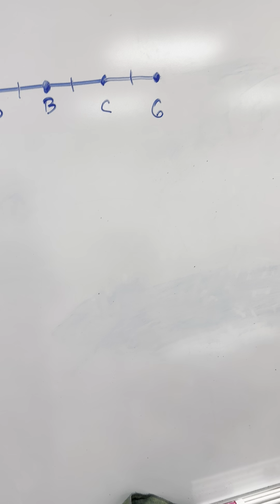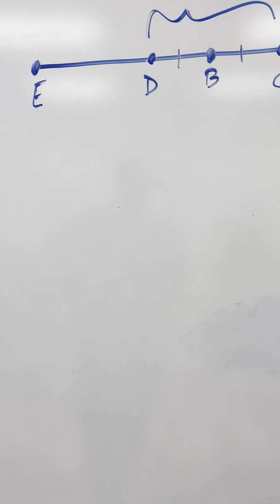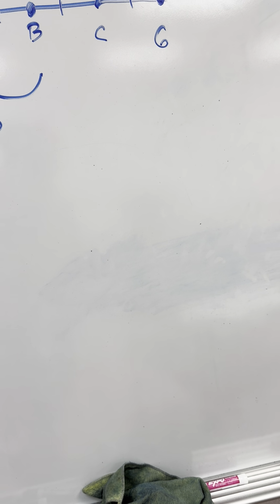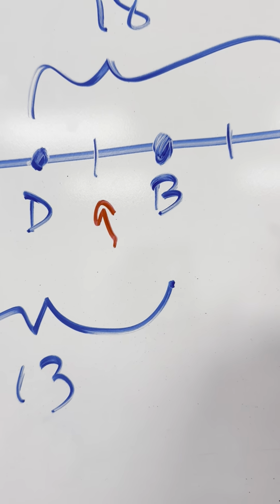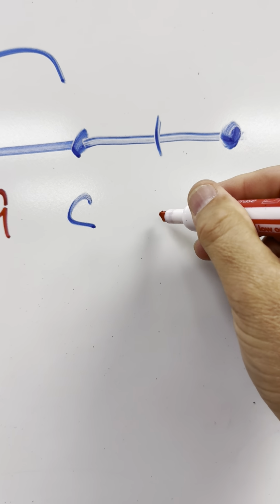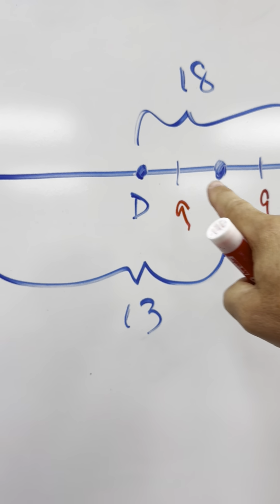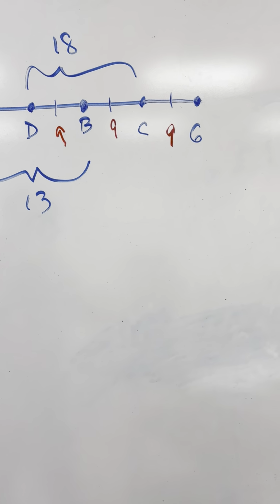Now it says DC is 18. Okay. DC from here to here is 18. Okay? And then it says EB from here to here is 13. EB is 13. Okay. Now that being the case, that means that if these are all equal, this must be 9. DB is 9, BC is 9, CG is 9. Right? And if this from E to B is 13 and this part is 9, then this guy has to be 4, right? Because 9 plus 4 is 13. Okay? That's that part.